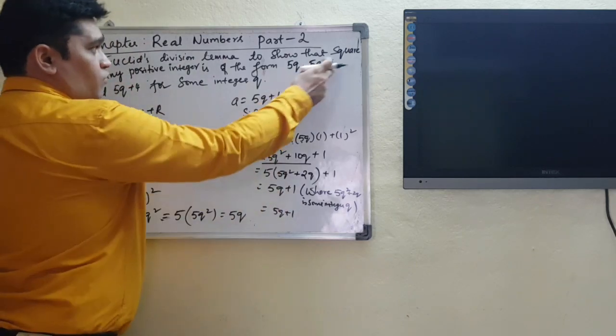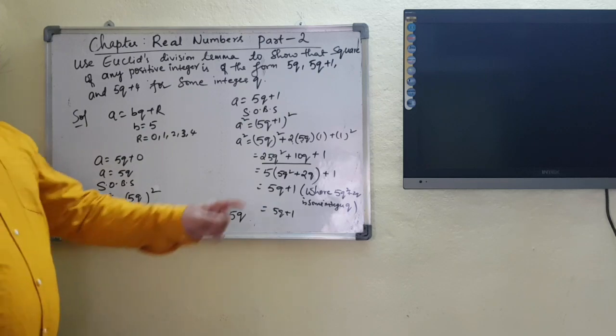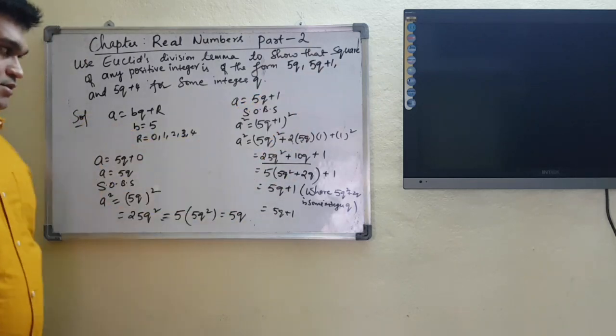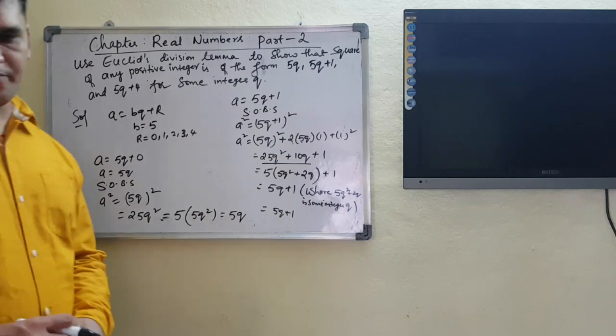Is it in the form of 5q plus 1? When you have considered 5q plus 1, are you getting back 5q plus 1 in the form? Yes, right? Please copy.